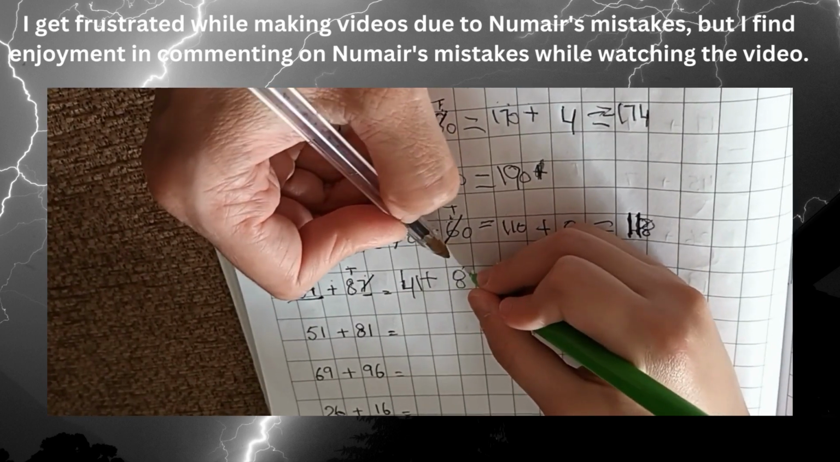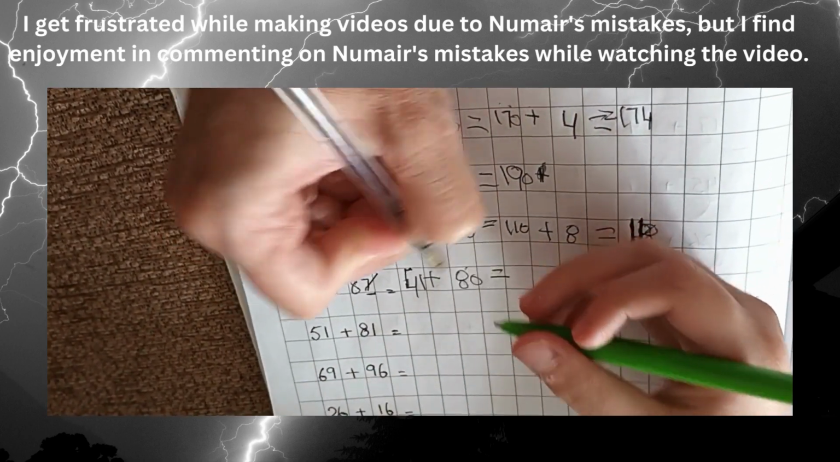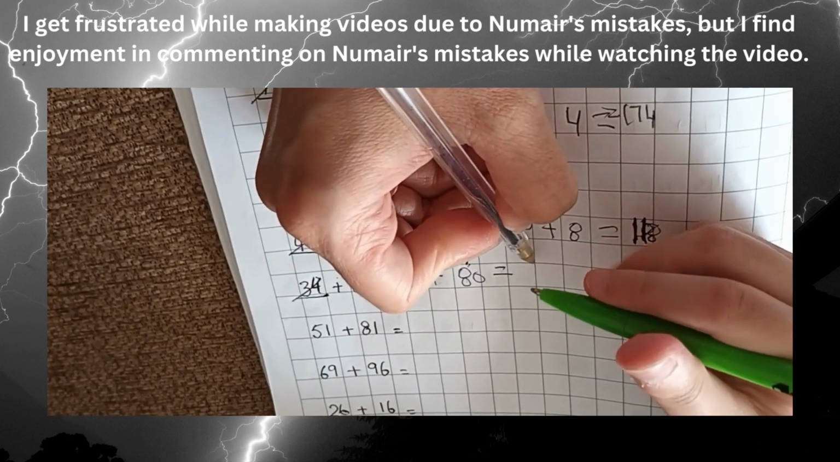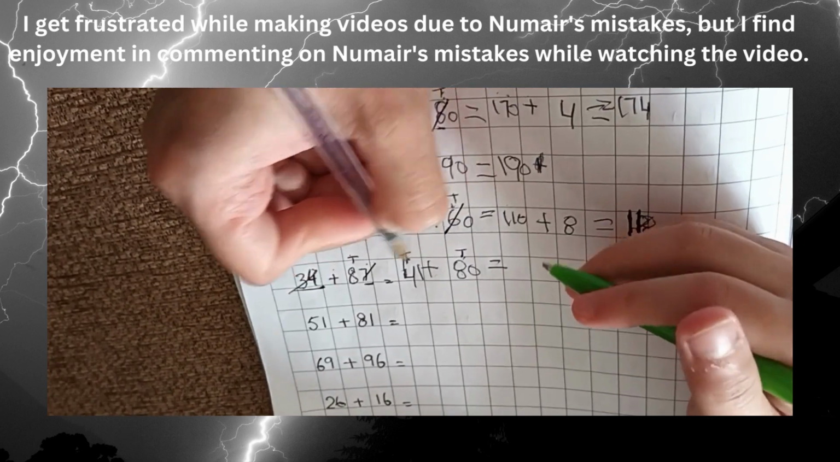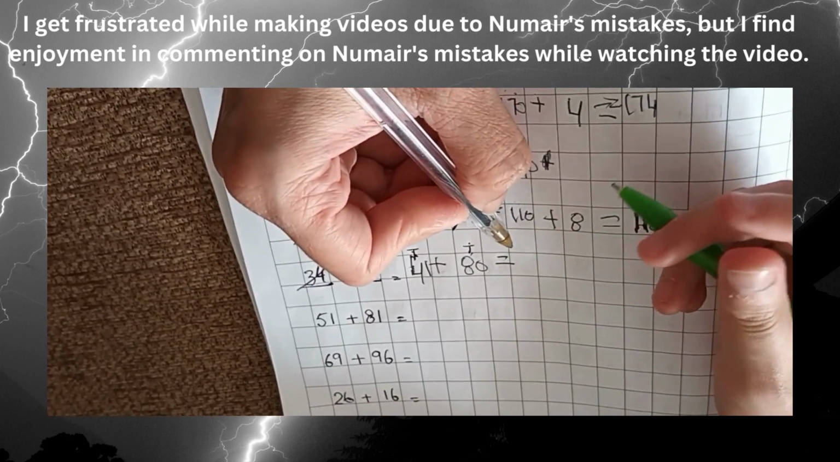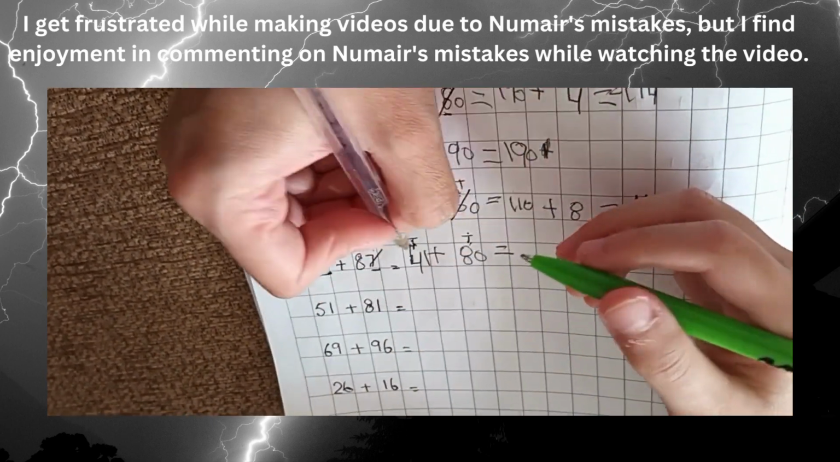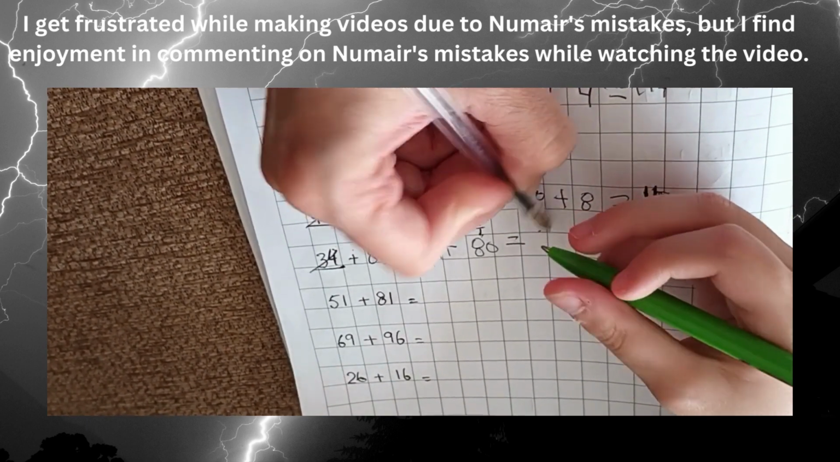80. Okay, so now we have 4 tens and we have 8 tens here. So 4 add 8? 12. So 40 add 80? No, not 112. Okay, no matter, beta. 4 add 8 makes 12. Right, 12.